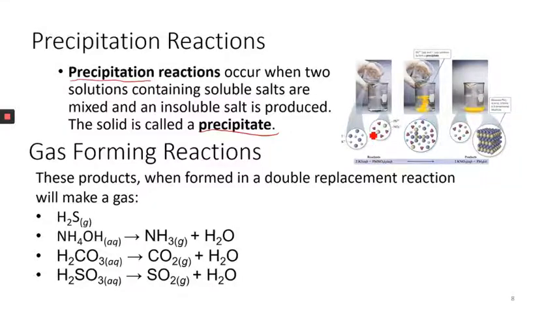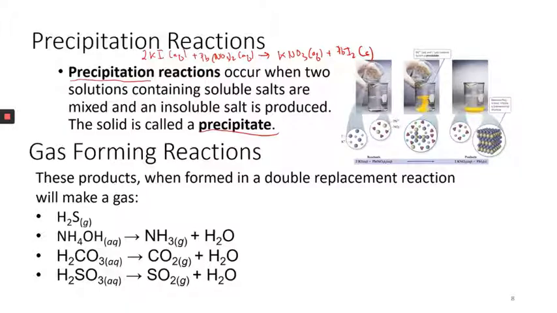Okay, so the example that they're showing you here is 2 potassium iodide, which is aqueous, plus lead 2 nitrate, which is aqueous. And that's going to form potassium nitrate. And one of the rules I said you should remember is all nitrates are aqueous, plus lead 2 iodide, which is not aqueous, so that forms a solid. And that is your precipitate. That yellow substance there is the lead 2 iodide.